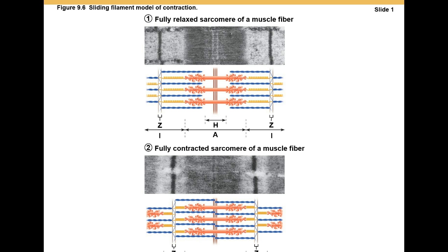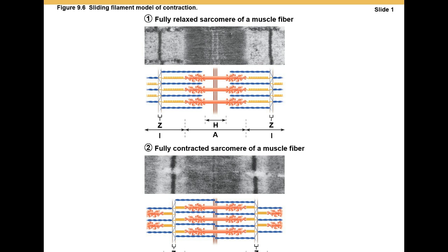Now look down at step 2. This is a fully contracted sarcomere. One thing you may notice is this is the same shot, but now the Z discs are a little bit closer together. So the sarcomere has shortened. How did this happen? Well, if you look down at the drawing, you'll see that there is an increase in the amount of overlap between the thin filament and the thick filament. In fact, if you look at the blue thin filament, it's actually at the M line, at the very center of the sarcomere.